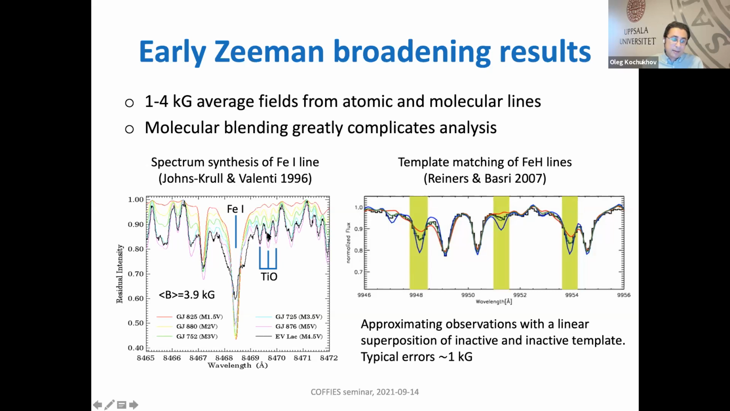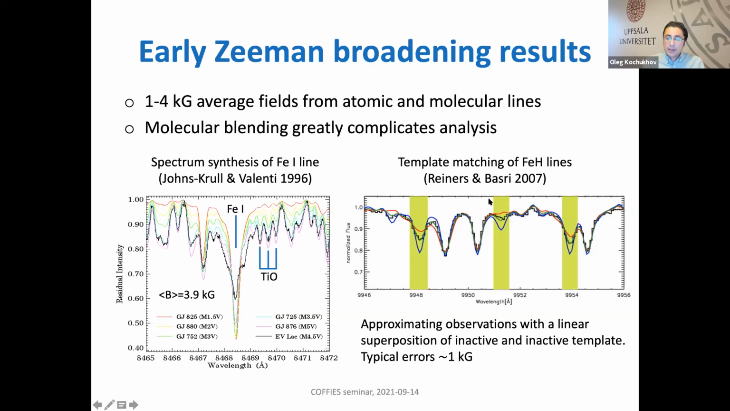And you can see that titanium oxide sort of matches quite well. There is good agreement between active and inactive stars, but this iron 1 line is significantly broadened and maybe even split in EV-LAC compared to inactive stars. But extracting any quantitative information about magnetic field in this case is extremely difficult because of this blending by titanium oxide and other molecular features.